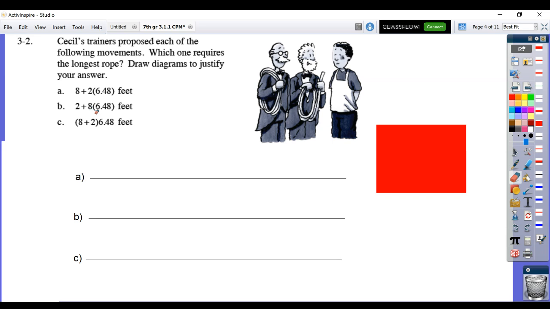of 6.48. And then in C, you're taking your 8 plus 2, which of course would be 10, and multiplying that by 6.48. So here you've got 2 sets of 6.48 plus 8. You've got 8 sets of 6.48 plus 2. Here you've got a total of 10 sets of 6.48. So they want you to think about how to diagram that and which one would be the longest amount of rope.